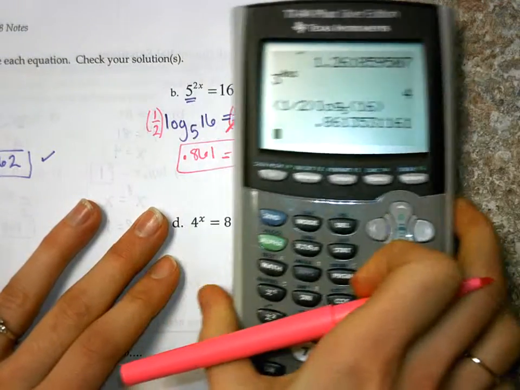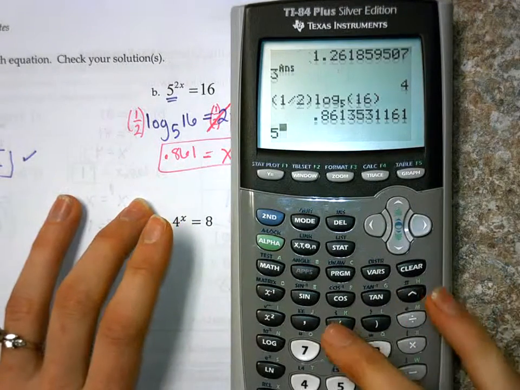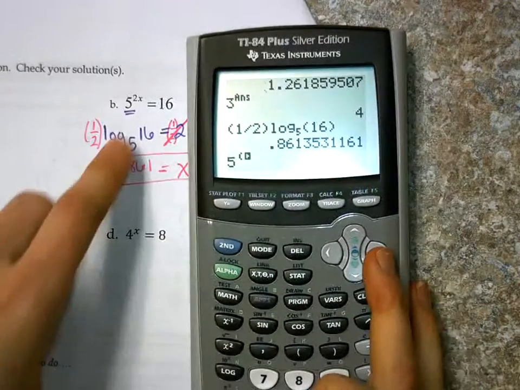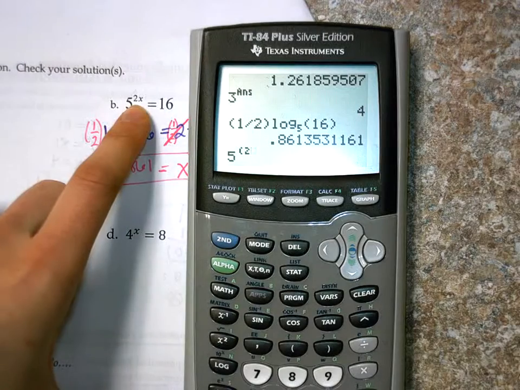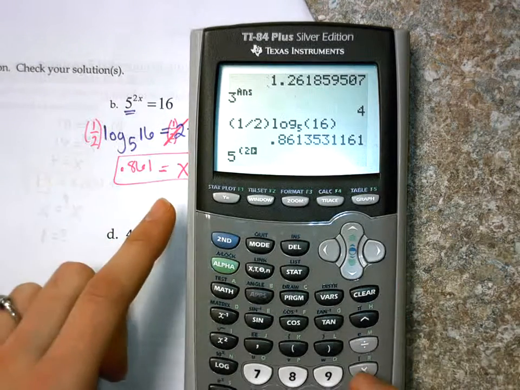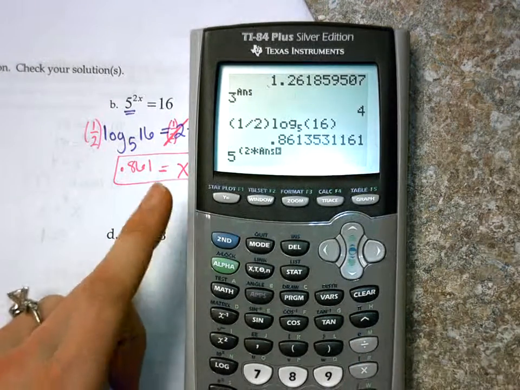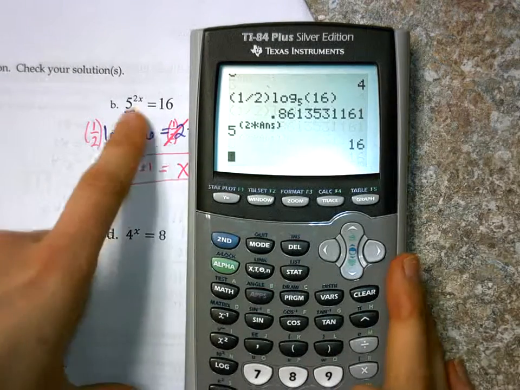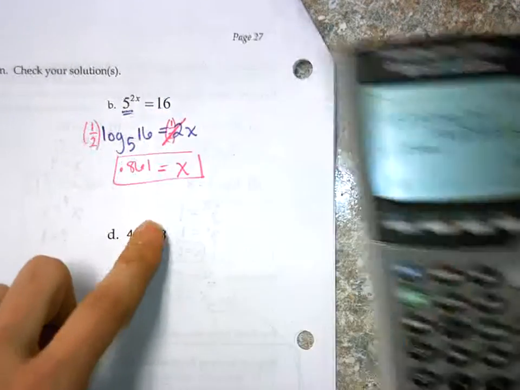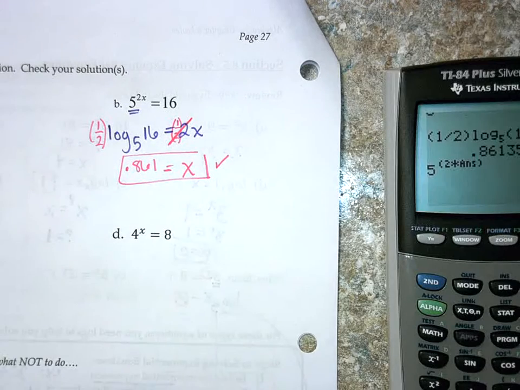Now we can check it. We're going to ask, is 5 raised to the, I'm going to put this in parentheses just to make sure 2 will be multiplied by my answer, 2 times the answer, will that equal 16? Yes, it does, so I know that I have the right answer for x.